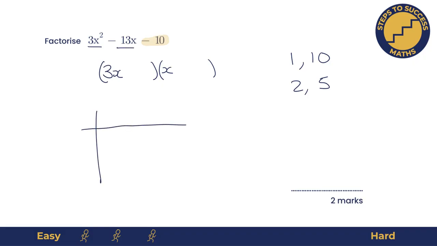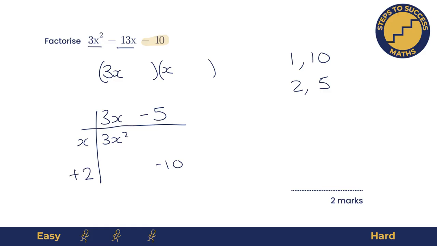So draw your table, put your 3x and x, that gives us 3x squared, and we know we need this negative 10 at the end. And then the best thing to do is to give some of them a go. Now, the more you practice these, the easier it's going to get to think about what you need. So let's try the 2 and the 5. So let's try 3x minus 5 and x plus 2.